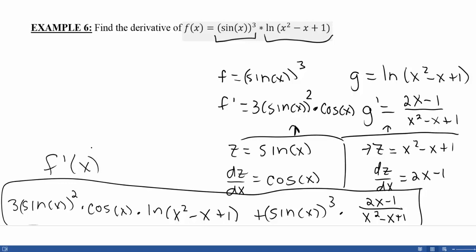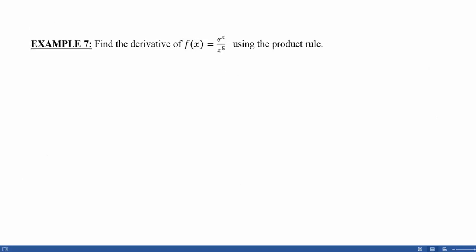So even though we know how to do the product rule, oftentimes we have to use other rules within the product rule to get our final answer. As long as we're careful and methodical about the way we do it, we should be able to find the solution. Let's try one more.